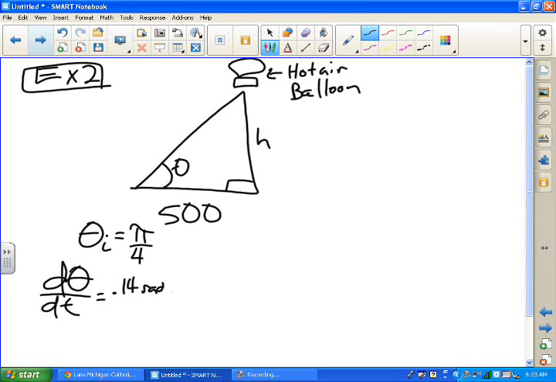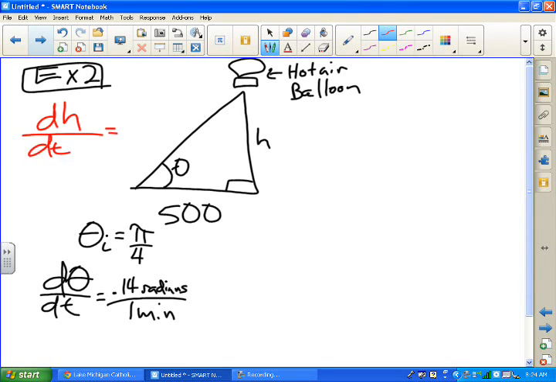Keep that in mind, right? That's our rate of change. That's how much theta changes with respect to time. So we put 0.14 radians, which is theta, over time, which is 1 minute. Sometimes we need to do a conversion on the time, but they didn't give us any specifics. We are also asked to find dh/dt. In other words, how quickly does the height of the balloon change? What's the rate of change of the balloon? And so that's our task.